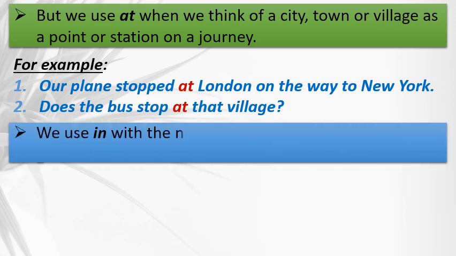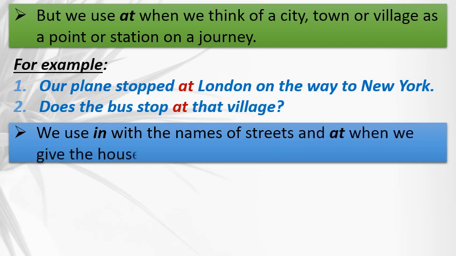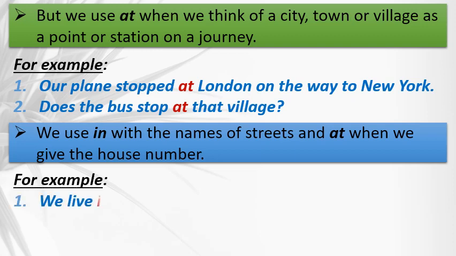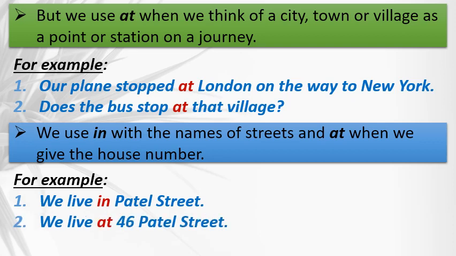We use in with the names of streets and at when we give the house number. To clarify it, let us see some examples. Number 1, we live in Patel Street. As we have given the name of a particular street, that is why we have used in here. Number 2, we live at 46 Patel Street. As we have given the house number of that particular street or that particular house, that is why we have written at.